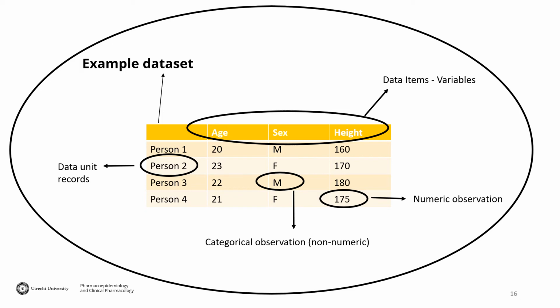Then in the middle, you will have the different observations. You would have numeric ones and categorical ones. For example, in the first row, you would have person 1 is 20 years old, is a male, and is 160 centimeters in height. And that's how you would write it in a dataset.